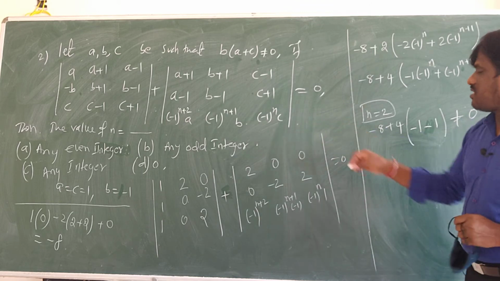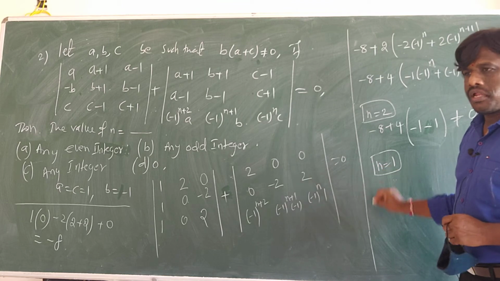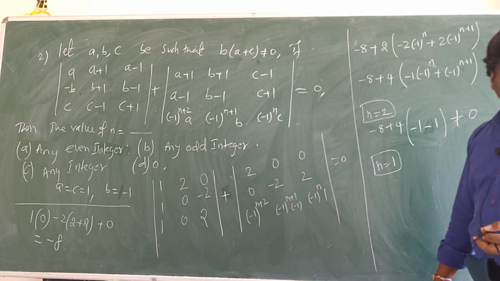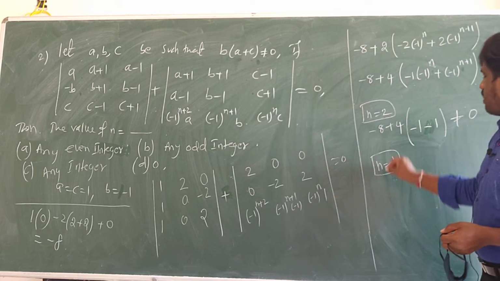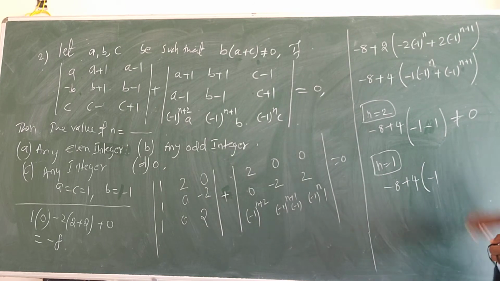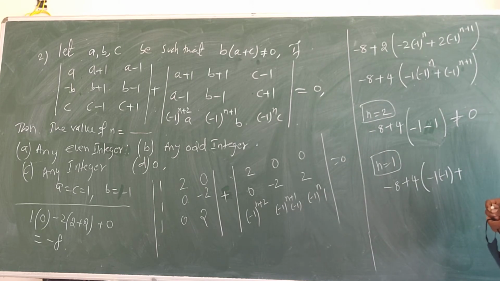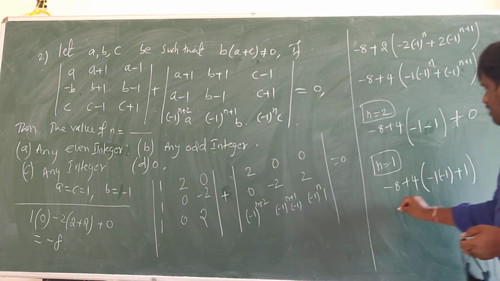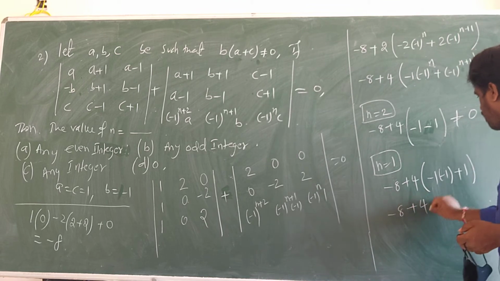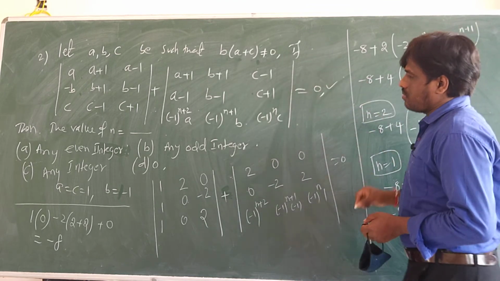Now we go for the second option. n is equal to, let us take 1. Odd number, right? 1 or 3, you take 1 or 3. What do I get here? Minus 8 plus 4 into minus 1 into minus 1 plus this, minus 1 square is 1. So what I am getting: minus 8 plus 4 into 2. I am getting 0, means it's satisfied. So B is the right answer.